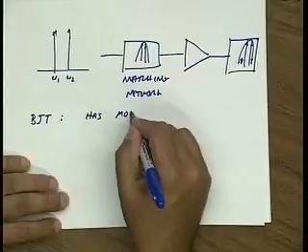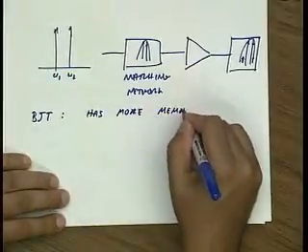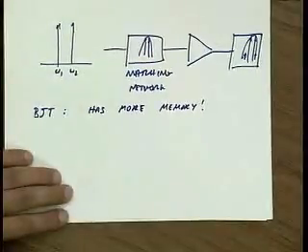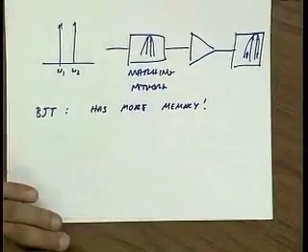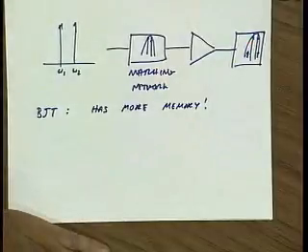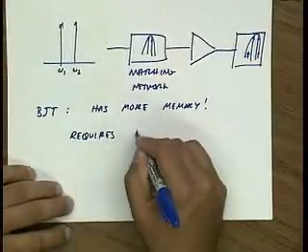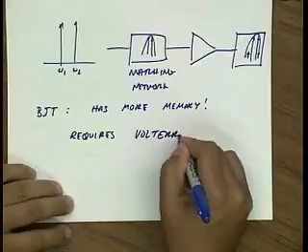Turns out that a BJT is smarter in more ways than one. It has more memory. Okay? And in this class, we won't really worry about it. It gets pretty nasty to actually handle all that distortion. The memory distortion with memory requires what's called Volterra series analysis.